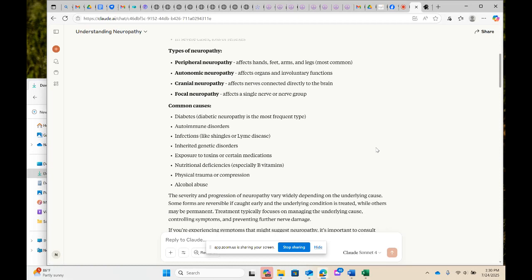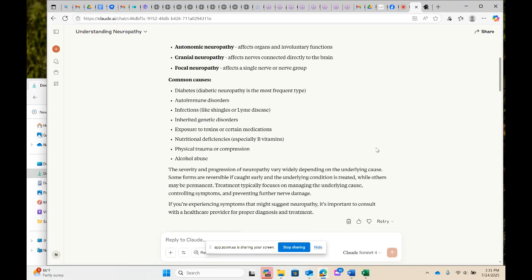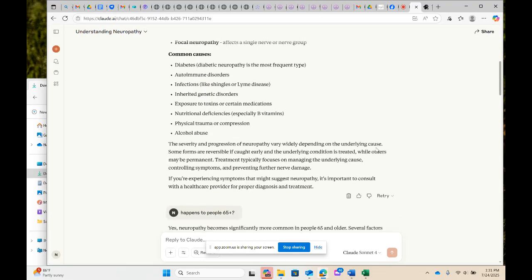Common causes of neuropathy include diabetes, autoimmune disorders, infections, inherited genetic disorders, exposure to toxins, nutritional deficiencies, post-trauma compression, or alcohol abuse. Do not ignore the signs of any of these. You could have neuropathy or it could be nothing. You never know, but you should get it checked out. Follow Dr. Jerry Chen for more tips. That's what I would do. That's how the whole ad would go.